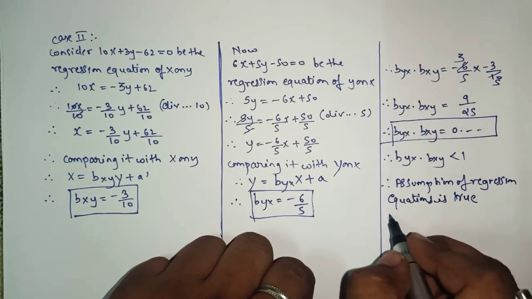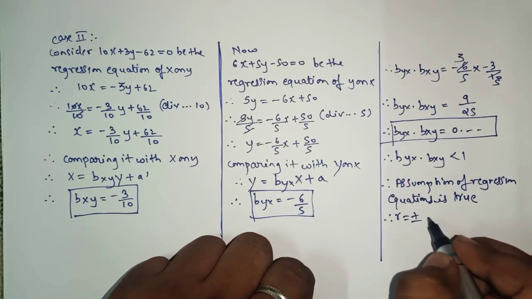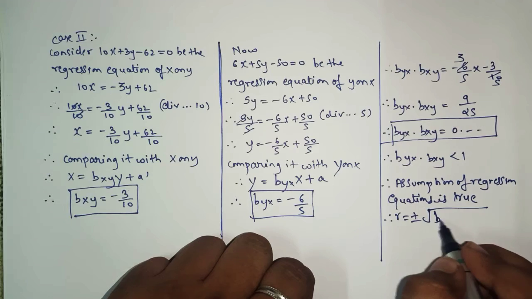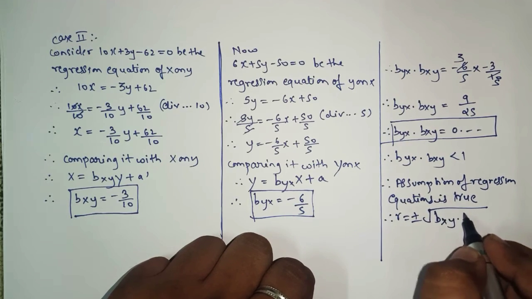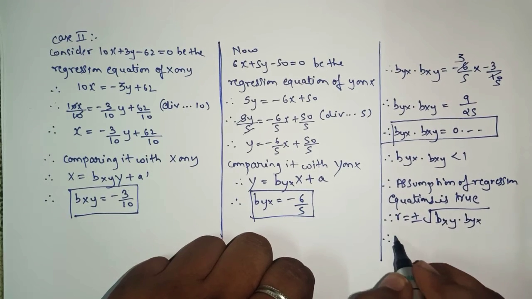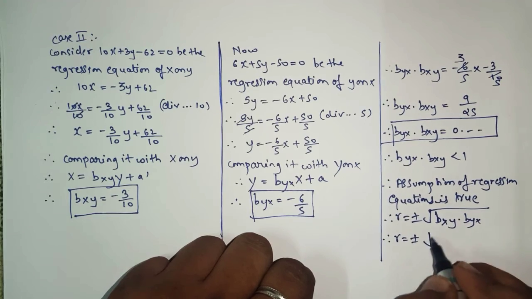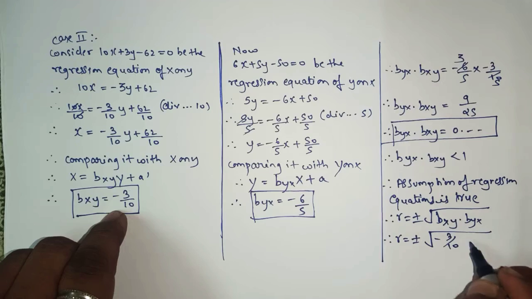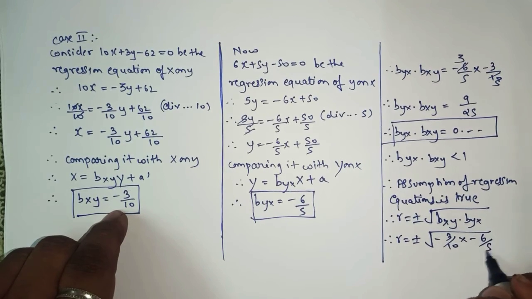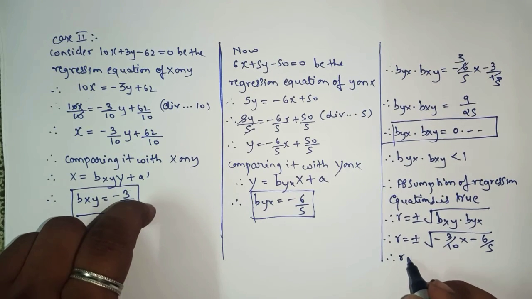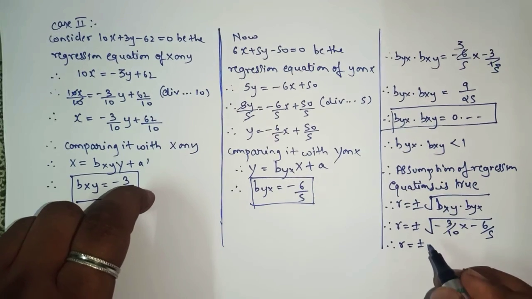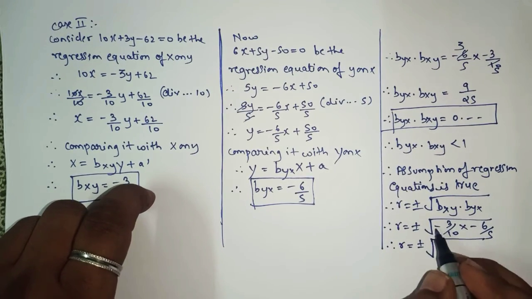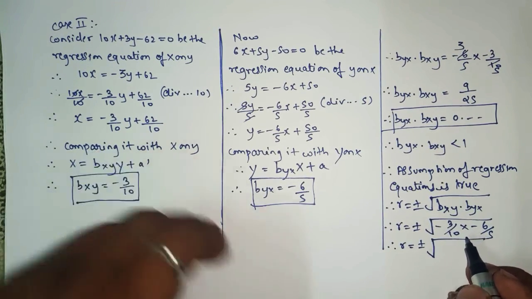If it is less than 1, that means the assumption of a regression equation is true. So therefore what will be the value of r? Now we'll find it by using the formula bxy into byx. So r equals plus minus, bxy is minus 3 upon 10 into minus 6 upon 5.